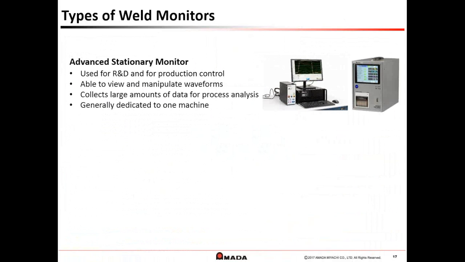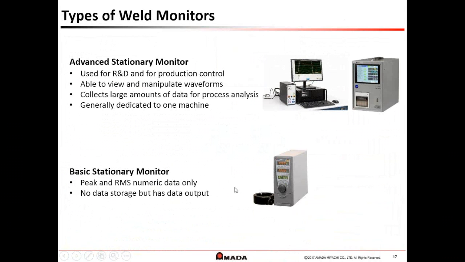Let's talk a little bit about the types of weld monitors that we have. We have our bench type monitors, advanced stationary monitor. These are great to be used for your R&D, your product development. They're great to get the product to market quicker because you can look at all the information on one screen. You can compare and contrast the waveforms. Once you perform your DOE and your validation, these monitors move seamlessly into the production environment. They collect large amounts of data so that you can do your process analysis right there on the monitor or dump that into a collection software. These units are generally dedicated to one machine.